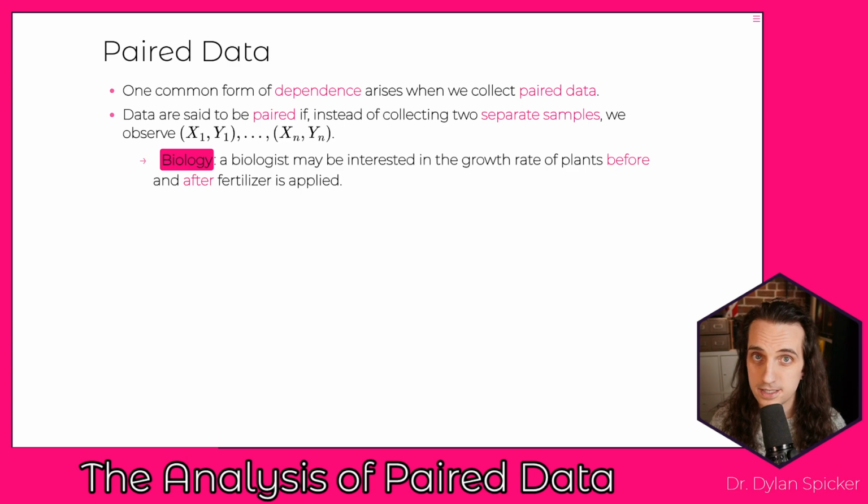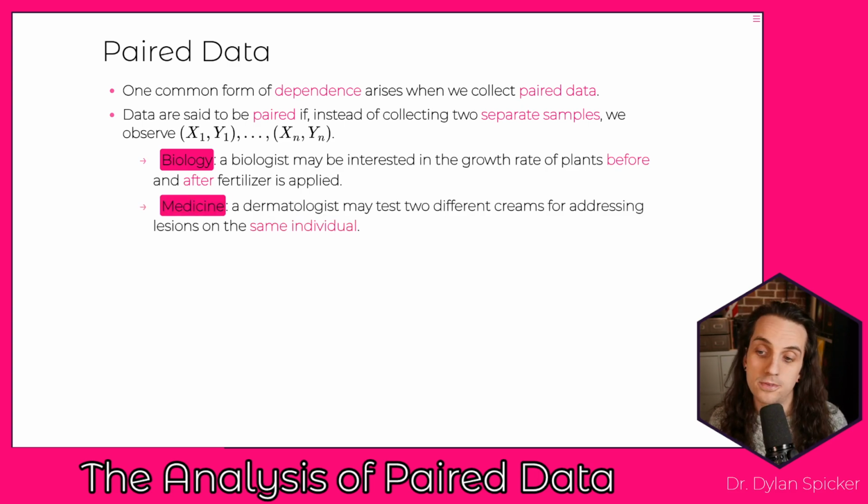As some examples, in biology, a biologist might be interested in the growth rate of plants before and after fertilizer is applied. In this context, we are going to have paired data. The first measurement is the growth rate before fertilizer; the second is the growth rate after the fertilizer. These measurements are paired because they're taken on the exact same plant. It's important to recognize that they're paired because some plants likely grow faster than others, regardless of whether they have fertilizer or not. Regardless of their fertilizer status, we expect some of those individuals to be larger or smaller, so we have this pairing going on here.